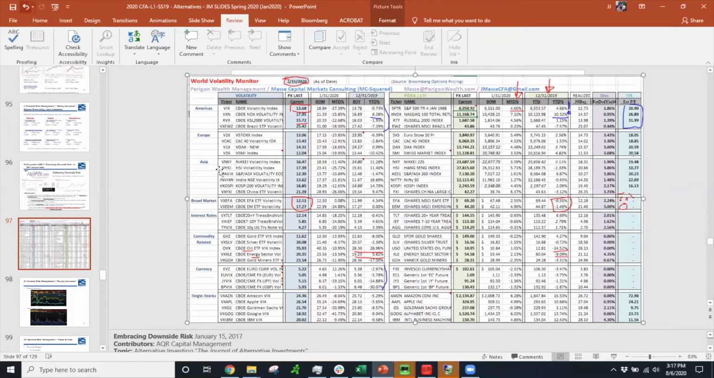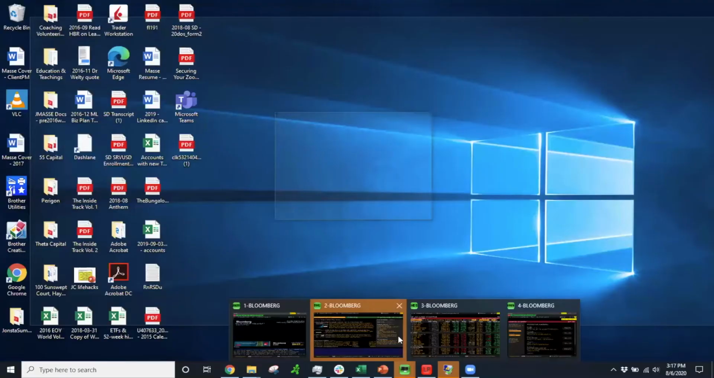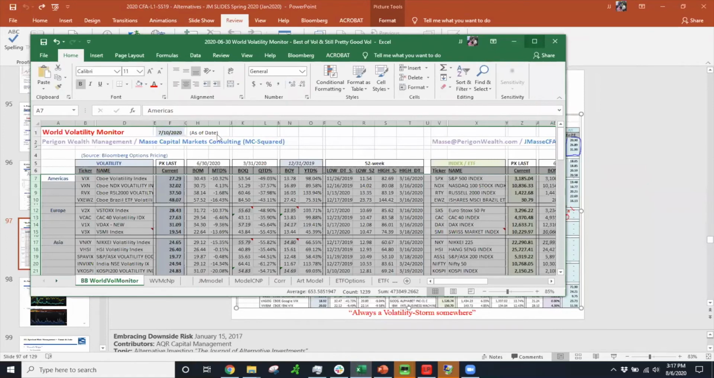And how you read these volatility measures, if you ever want to have a party trick and impress somebody, there's something called the rule of 10. Let me just pull up an updated version to show you what I'm talking about here.